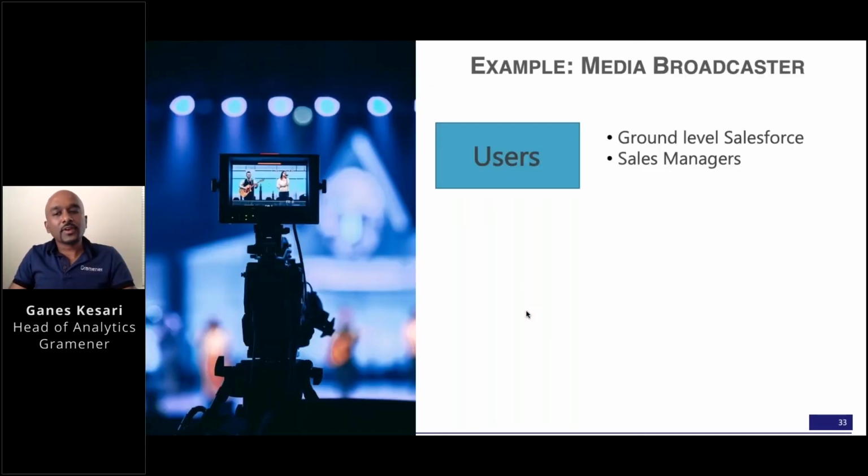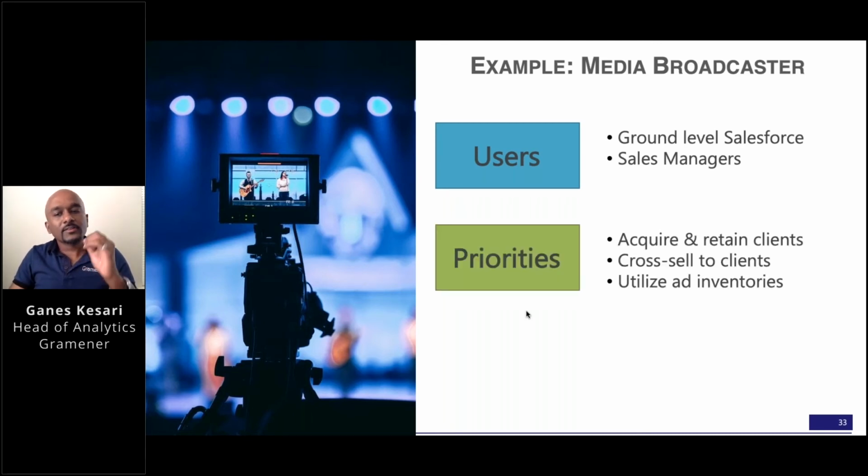The users were identified by the ground level sales force. The executives came together and said, the ground level team are our most important users. We need to enable them. The secondary set are the sales managers who manage their performance. The biggest priorities for these people are to acquire and retain clients, understandably, and they need to be able to cross-sell, and they should utilize the ad inventories.